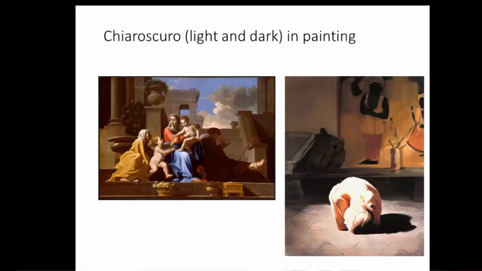Chiaroscuro is another version of value, the use of light and dark to create the illusion of form. And in the images below, you see that the form is created through the interplay of light and shadow. This is again called chiaroscuro, which is Italian for chiaro, light, and scuro, dark. So again, that interplay of light and shadow creates the illusion of form.